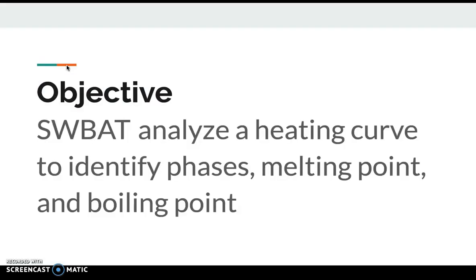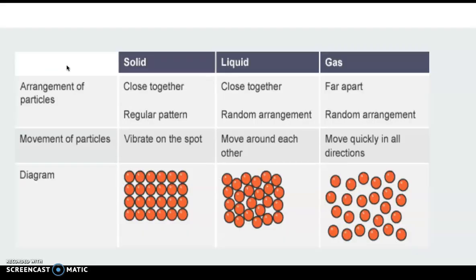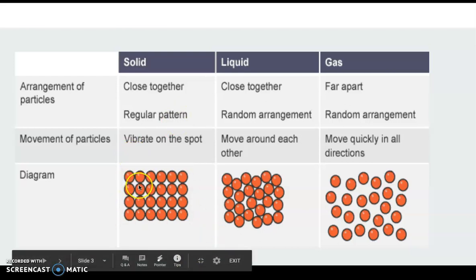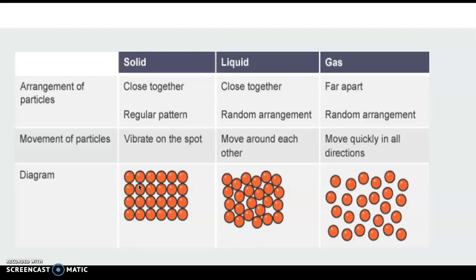Today's objective is students will be able to analyze a heating curve to identify phases, melting point, and boiling point. The phases, if you could recall, are solids, liquids, and gases. Solids are close together in arrangement. They have a regular pattern. They're very organized. Movement of particles, they vibrate on the spot. And this is how the particle diagram looks for a solid.